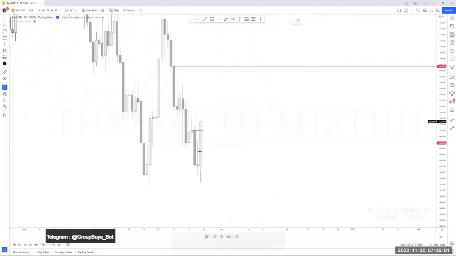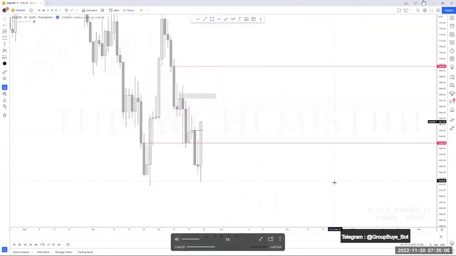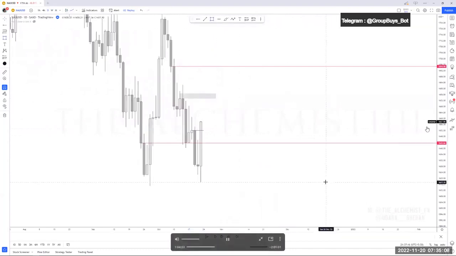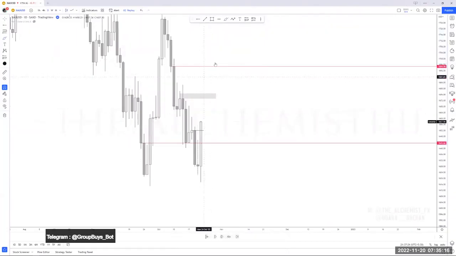We have a resistance in here that is fresh. Price has never tapped into it yet. Can you see that? We have a resistance in here. So we can't expect price to just directly go here, right? Before it goes there, we have to monitor this price action. We have to monitor price action in these areas.